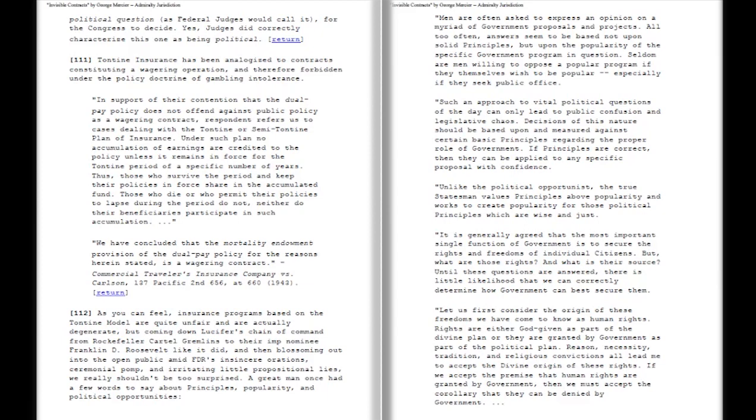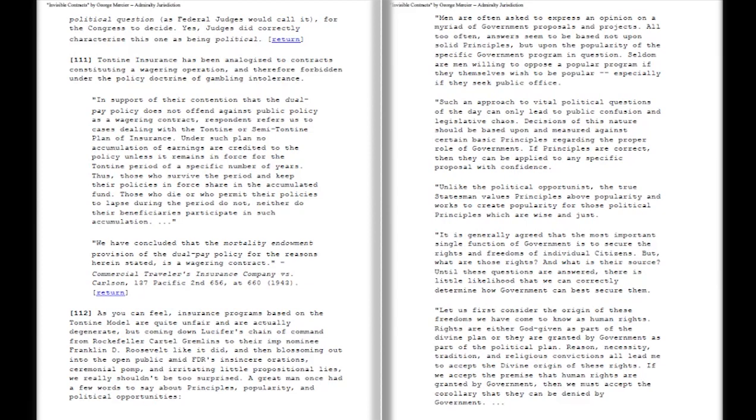A great man once had a few words to say about principles, popularity, and political opportunities. Men are often asked to express an opinion on a myriad of government proposals and projects. All too often, answers seem to be based not upon solid principles, but upon the popularity of the specific government program in question. Seldom are men willing to oppose a popular program if they themselves wish to be popular, especially if they seek public office. Such an approach to vital political questions of the day can only lead to public confusion and legislative chaos.